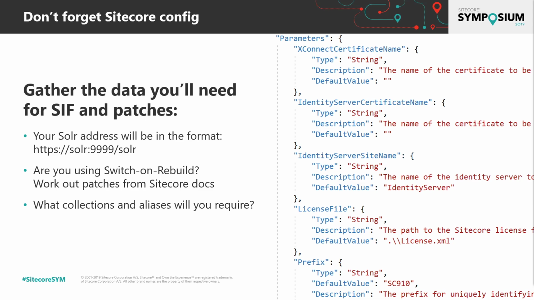Finally here, plan for configuring Sitecore. You'll need Solr's load balanced URL for CIF, but don't copy it from a browser with the trailing slashes or hashes included. Stuff breaks if you add those. Your project will need to include Sitecore config patches to configure switch on rebuild if you use it. Read Sitecore's documentation about that. It's all covered. So that's the planning.